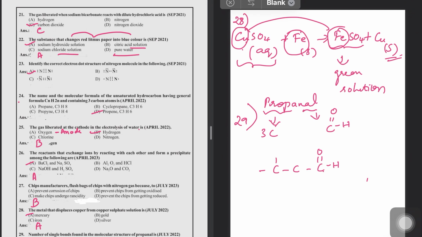Now let us balance the tetravalency of carbon. Adding 3 hydrogen here, tetravalency 4 is balanced. Here 1, 2, 3, 4 bonds. 1, 2, 3, 4 already there. So this is the structural formula for propanol.